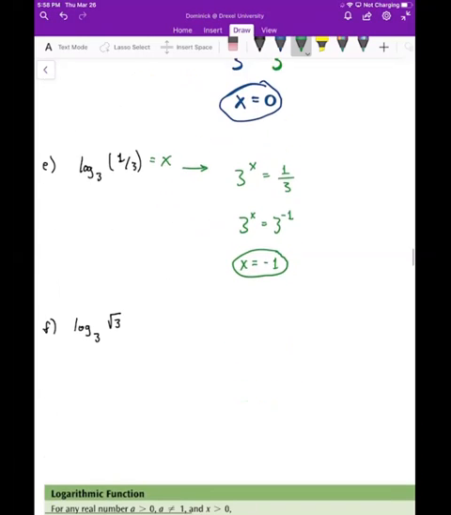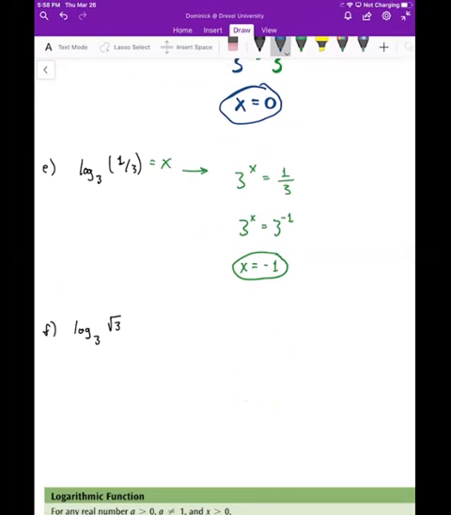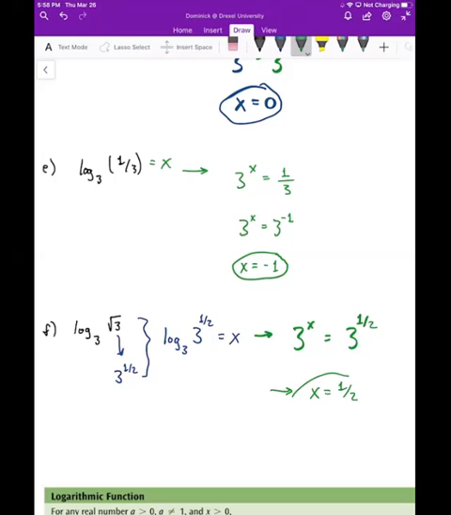All right, now for part F, you need to be a little bit creative. You want to think about, well, what's another way that we could write square root of 3? Well, you can write square root of 3 by saying 3 to the 1/2. So what we're really finding is log base 3 of 3 to the 1/2 equal to x. So then once you do that, the answer comes out right away, because when you write it, you'll have 3 to the x equals 3 to the 1/2. And then that allows you right away to say that x is 1/2. So there's our answer there.